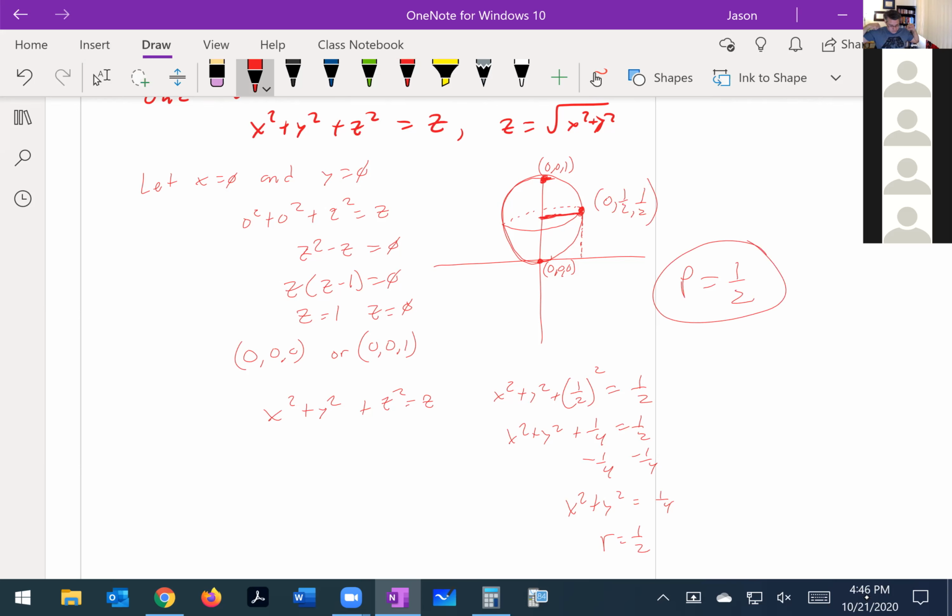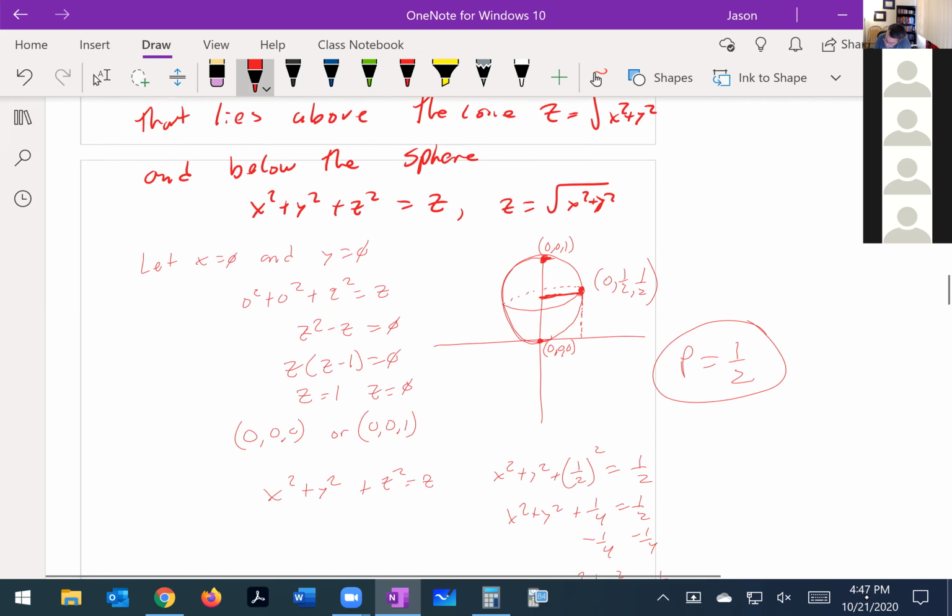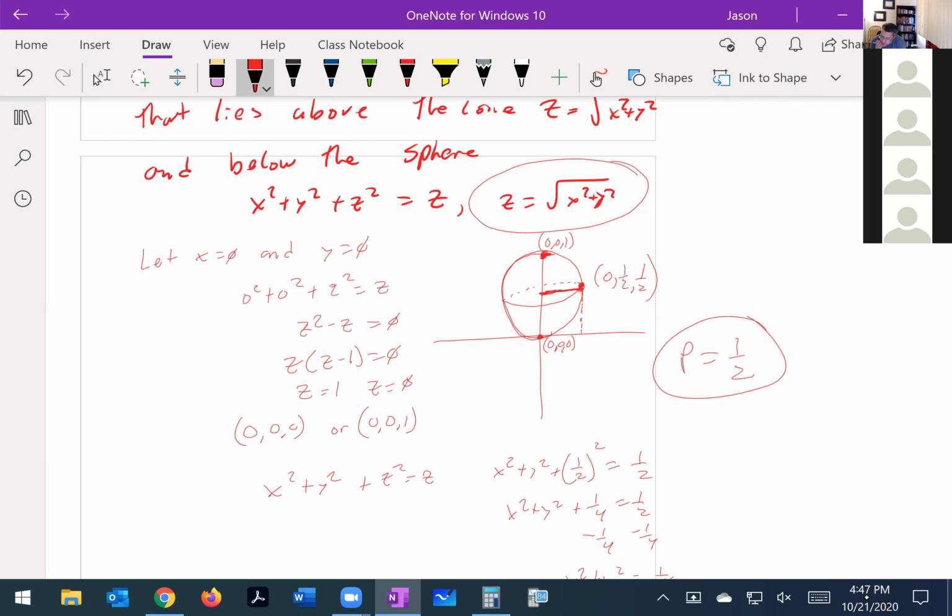Okay, so what about this? What about the cone? What's the cone? The cone is this thing here. Let's think about this for a second. When x is 0 and y is 0, let's look at the cone here. When x is 0 and y is 0, then z is 0. So we get the point 0, 0, 0. Okay, so that's the cone.